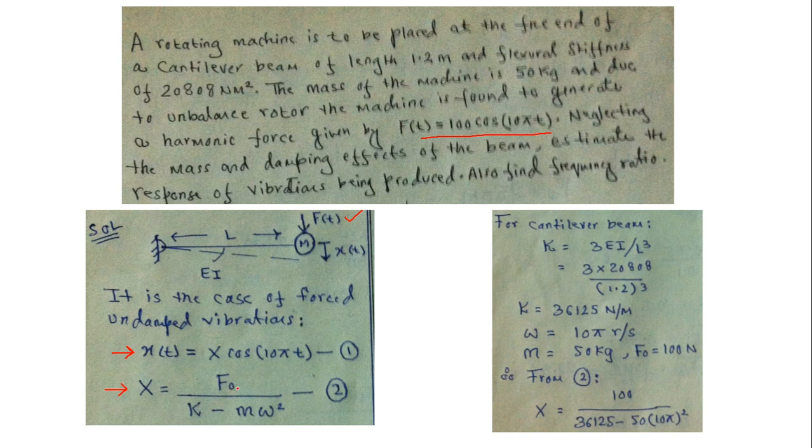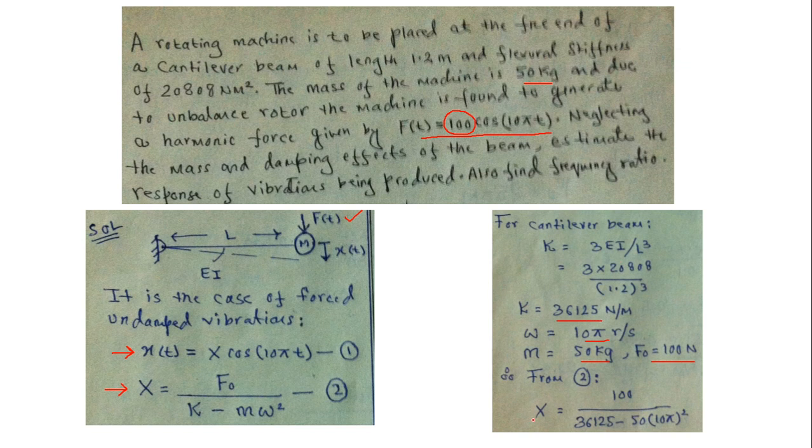Now we need to find out the values of F naught, k, m, and omega square. F naught is given, which is the magnitude of this harmonic function, that is 100 Newton. The mass is also specified, it is 50 kilograms. The frequency of excitation is 10 pi radian per second. And the stiffness of this cantilevered beam can be found from its formula, that is 3EI over L cube. Values are given, and we can find the value of stiffness for this structure.